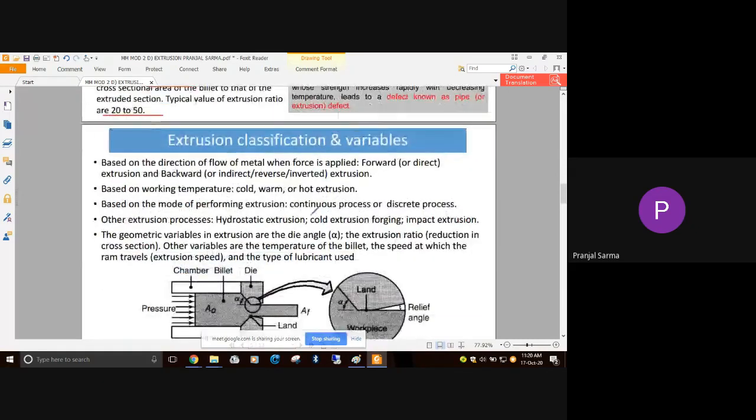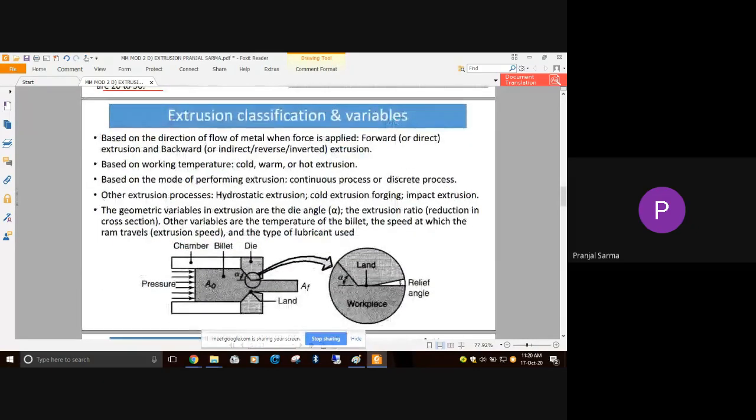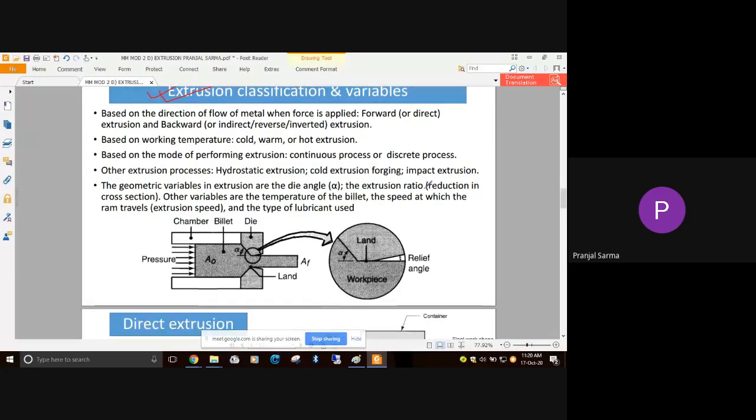So today in this class we are going to discuss the various extrusion classifications and some of the variables affecting this extrusion process. We already know that in extrusion it's a compressive force that we apply. We compress the billet with the help of the ram, and through the opening of the die cavity, the metal comes out.